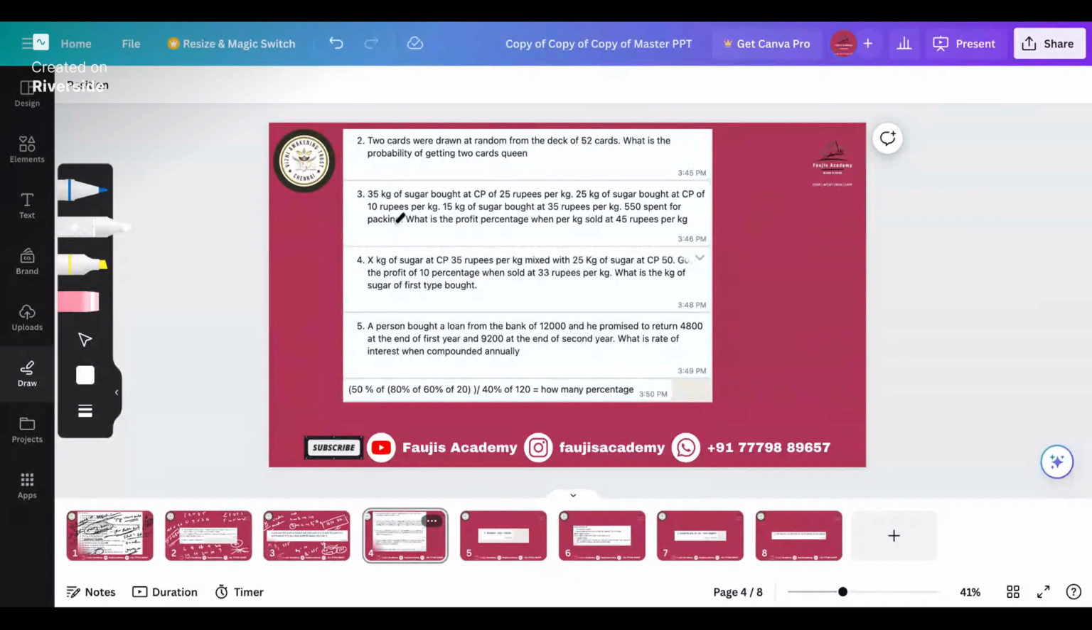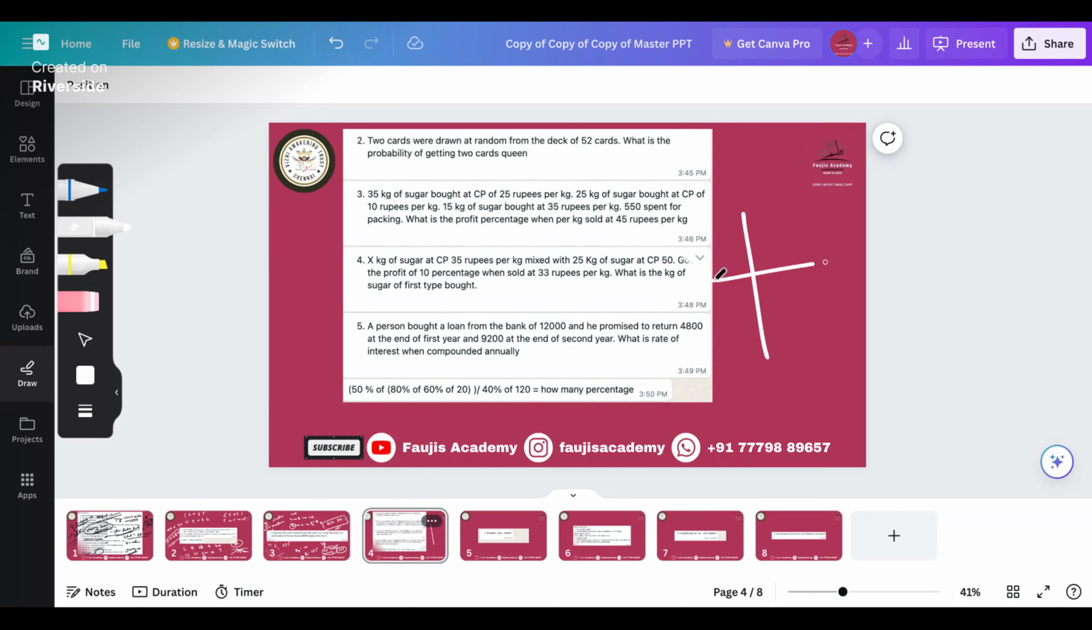Okay, 35 kg of sugar bought at CP 25 rupees per kg, 25 kg of sugar bought at CP of 10 rupees per kg, 15 kg of sugar bought at 35 rupees per kg. 550 rupees is spent for the pack. What is the profit percentage when sold?